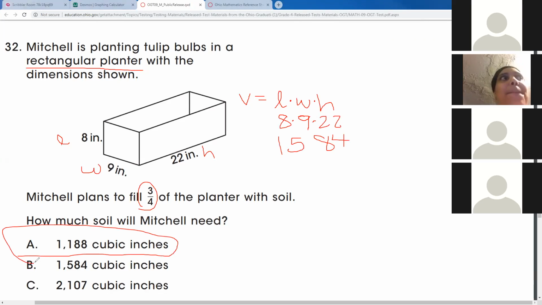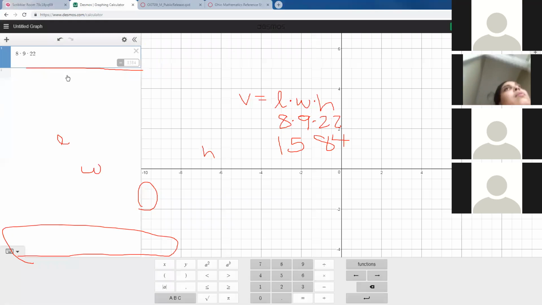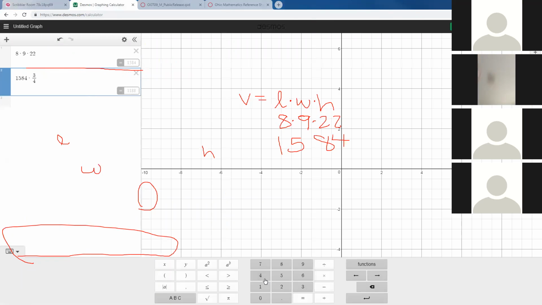But again, what if they have 2 answer choices? So when it says only fill 3/4 of the way, you can multiply by that fraction. We do the answer we just got, 1584, multiplied by 3 divided by 4. Multiplying by that fraction gives us the exact volume of 3/4 of the planter.